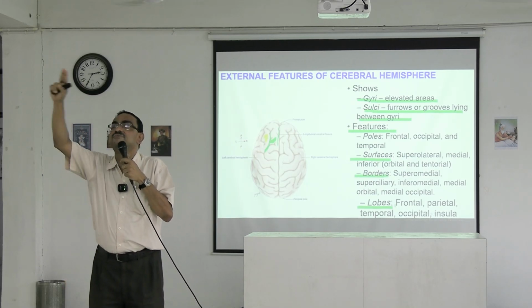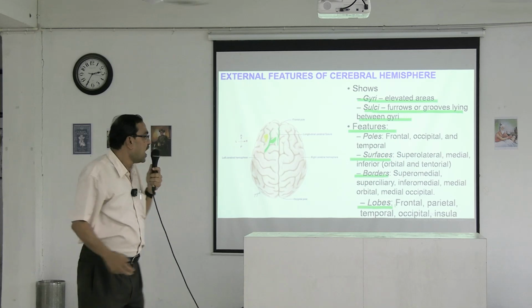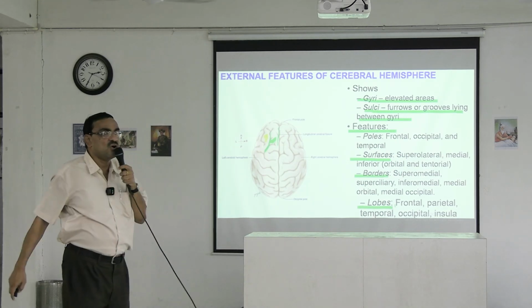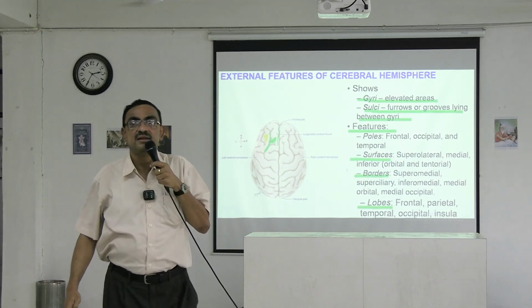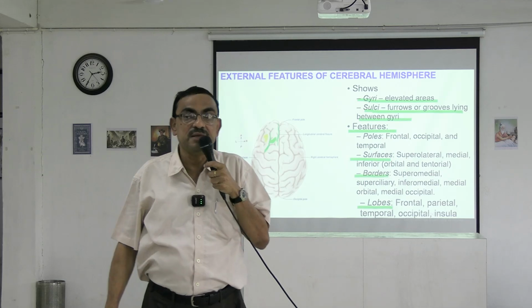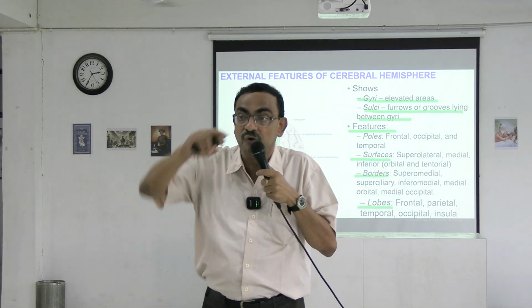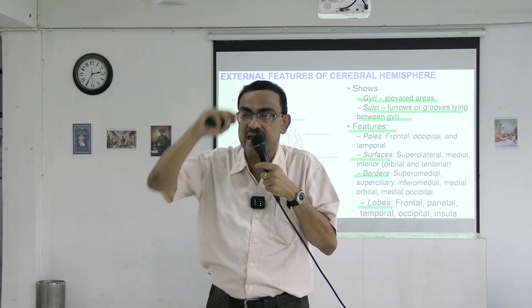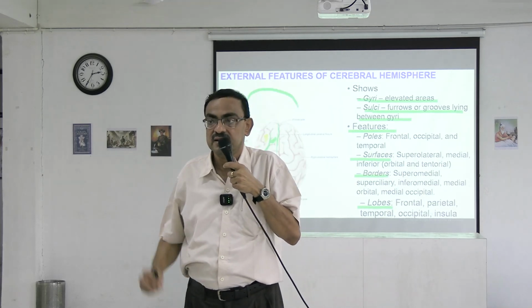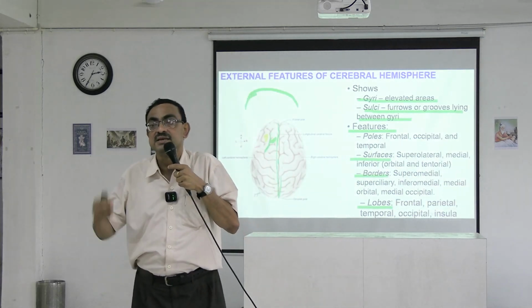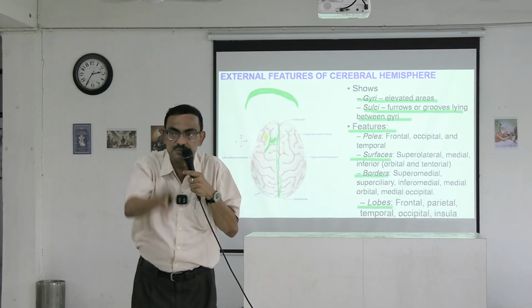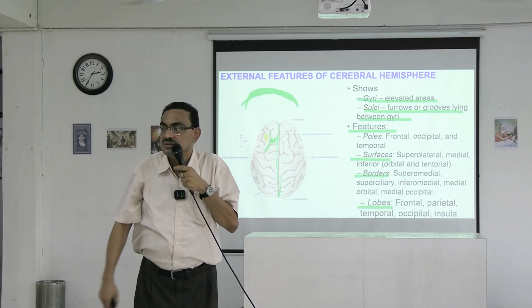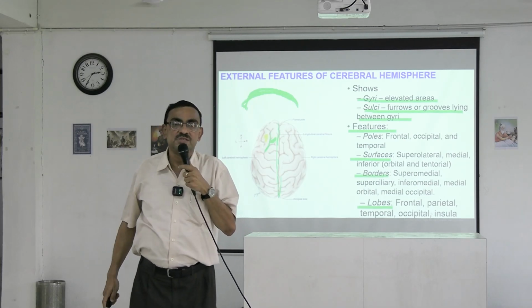In some places it folds, and within the longitudinal fissure we will get the falx cerebri, that is the fold of dura mater, which is called falx cerebri, which looks like a sickle. It is sickle-like, so it is called falx cerebri.